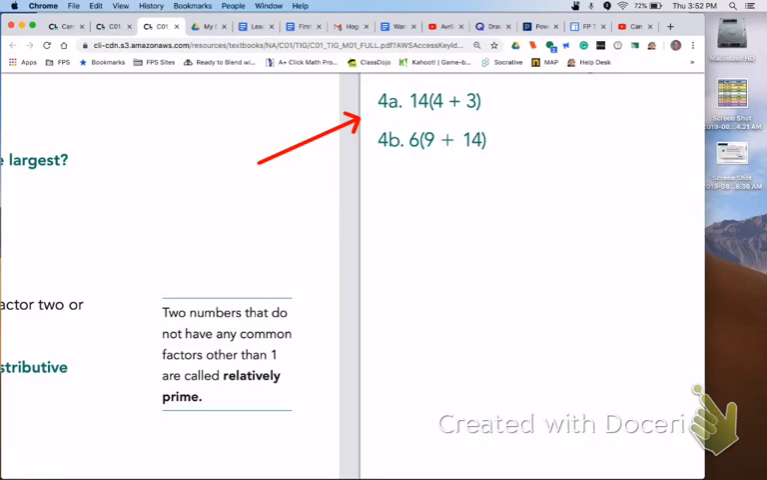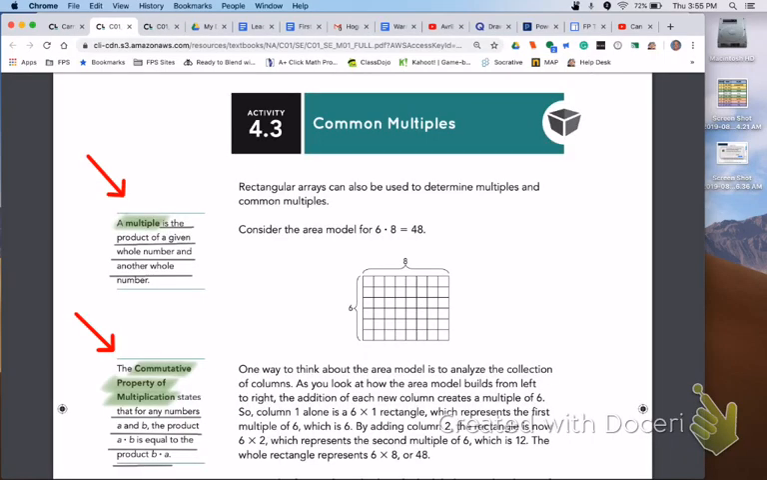For number 4, letter A, if you rewrite the numeric expression using the distributive property, you would have 14 times the quantity of 4 plus 3. And for number 4, letter B, 6 times the quantity of 9 plus 14. Please turn to page 44, Activity 4.3, Common Multiples.